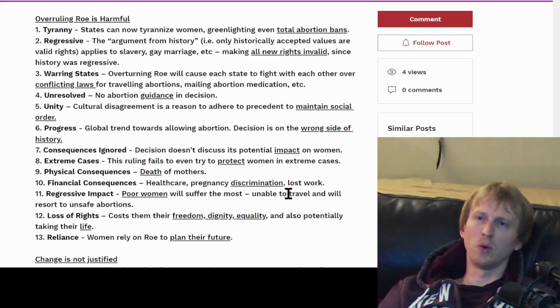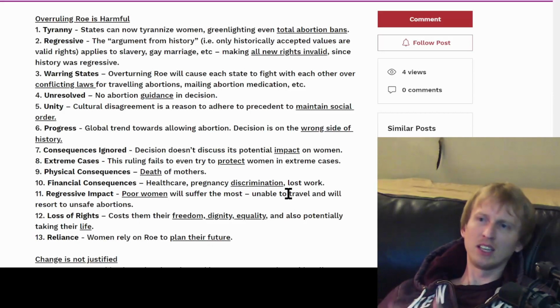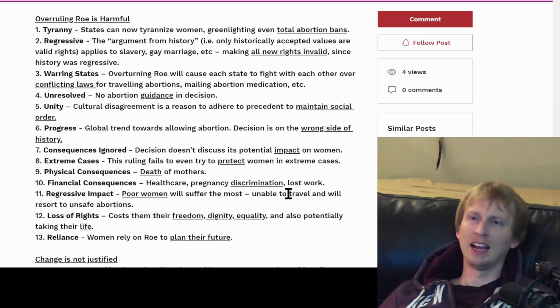The next argument is warring states. Basically, overturning Roe will cause each state to fight with each other over conflicting laws. Example, traveling abortions. Can a girl in Texas travel to Colorado to get an abortion? Yes or no? Maybe there's going to be a legal battle there. Mailing abortion medication. Can a Colorado business mail or ship medication into Texas? What about that? And then these warring states, if their laws conflict, maybe they're going to have to appeal to the Supreme Court to solve their conflicts.